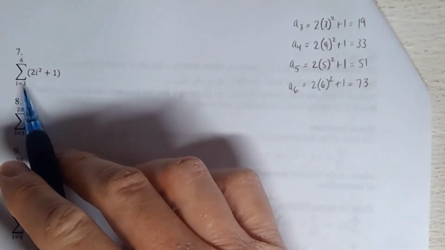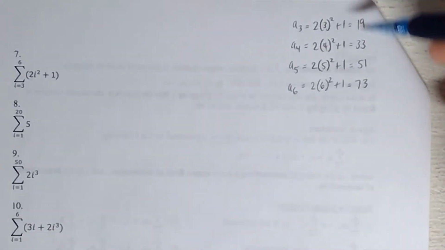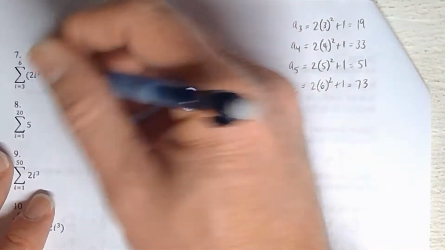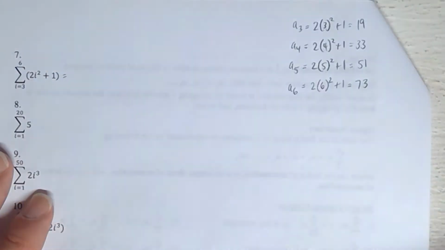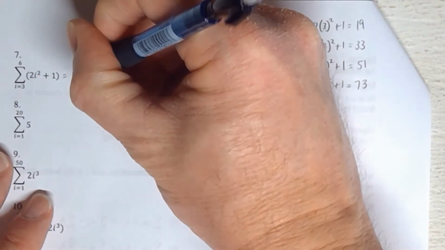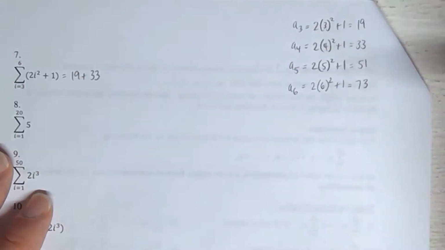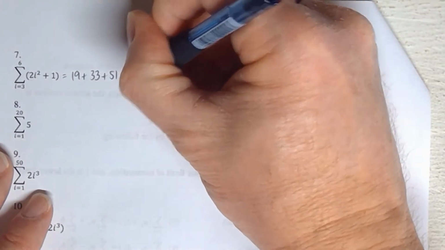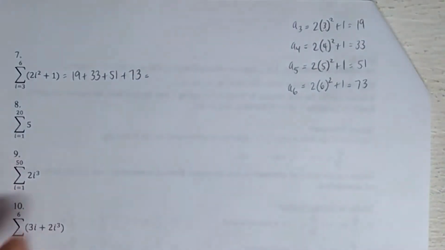So, again, this is not like the first 2 problems, is it? Because we got the sigma letter this time. It's not like problems 1 and 2 on the front, where you just figure out all the different terms and you're done. No, the sigma letter tells you to add them together now. So we get 19 plus 33 plus 51 plus 73, and you just have to add those up.